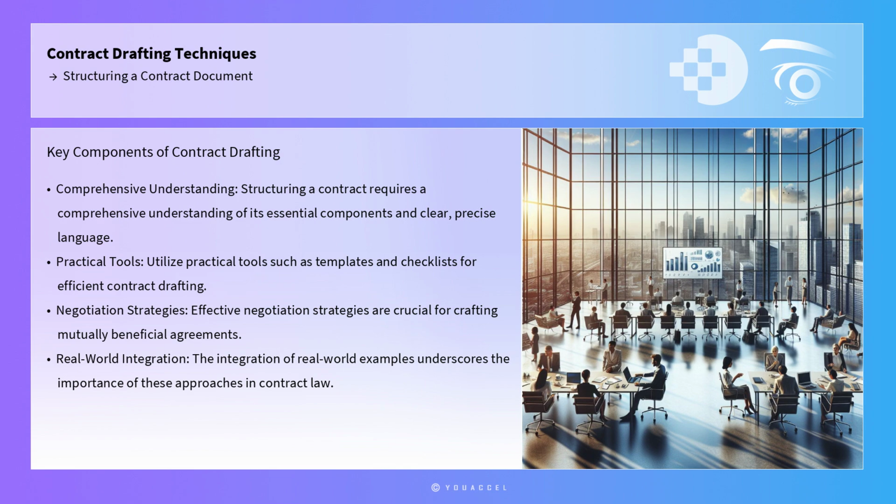In conclusion, structuring a contract document requires a comprehensive understanding of its essential components, clear and precise language, practical tools such as templates and checklists, risk assessment frameworks, and effective negotiation strategies. By applying these actionable insights and frameworks, professionals can enhance their proficiency in contract drafting, leading to more robust, enforceable, and mutually beneficial agreements. The integration of real-world examples, case studies, and statistics throughout this lesson highlights the effectiveness of these approaches and underscores their importance in the field of contract law.